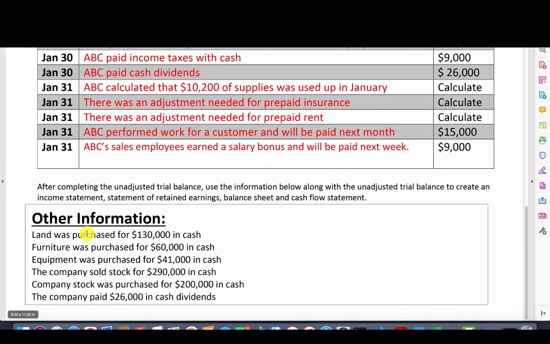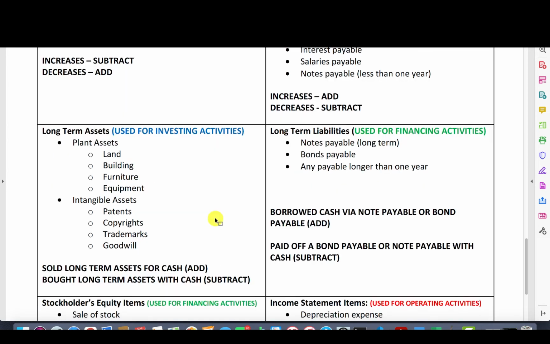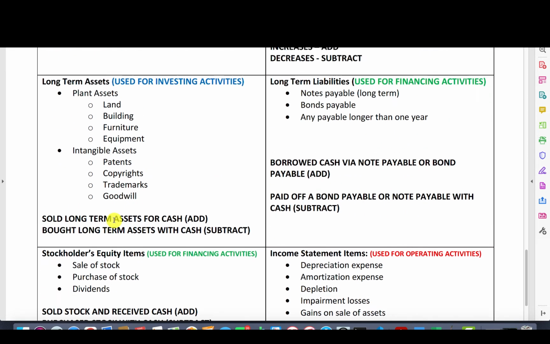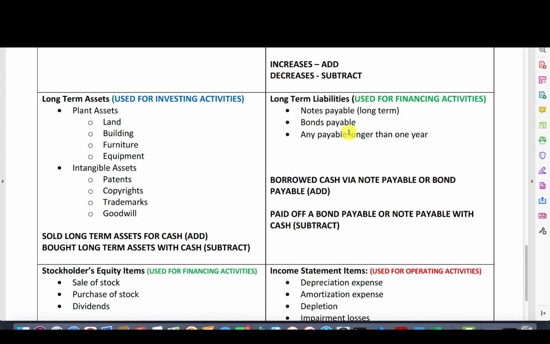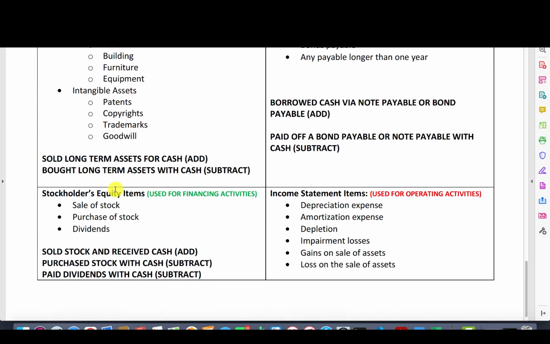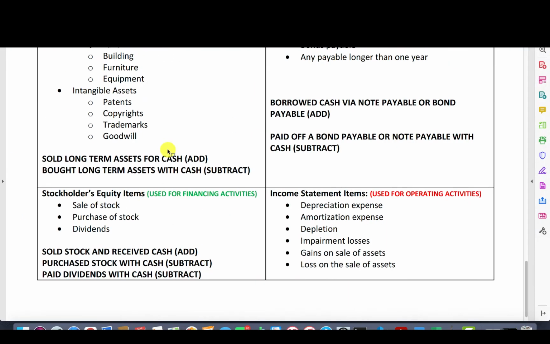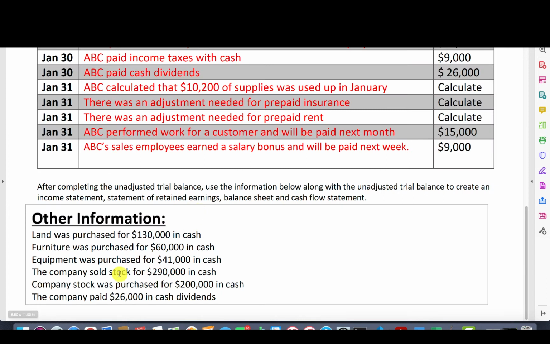And what does my handout say related to financing activities? I can just look. Financing activities has to do with stockholders' equity and long-term liabilities. So for stockholders' equity, if we sold stock and received cash, we add. If we purchased stock with cash, we subtract. If we paid dividends with cash, we subtract. We don't have any long-term liabilities in this section yet.